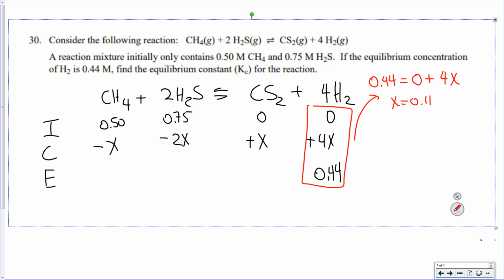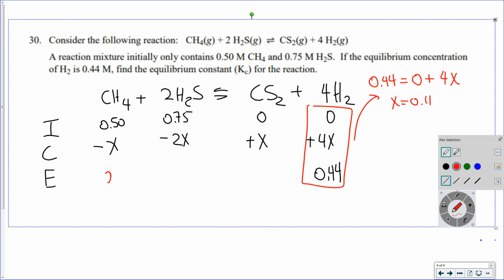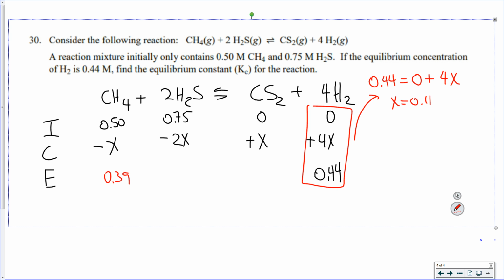Now that I know what x is, I can apply 0.11 to all the other concentrations. If x is 0.11, this is 0.39. 0.11 times 2 is 0.22, so this is 0.53. Did I do that right? Yeah, 0.53. And this one would be 0.11. And then we already had this concentration as 0.44.